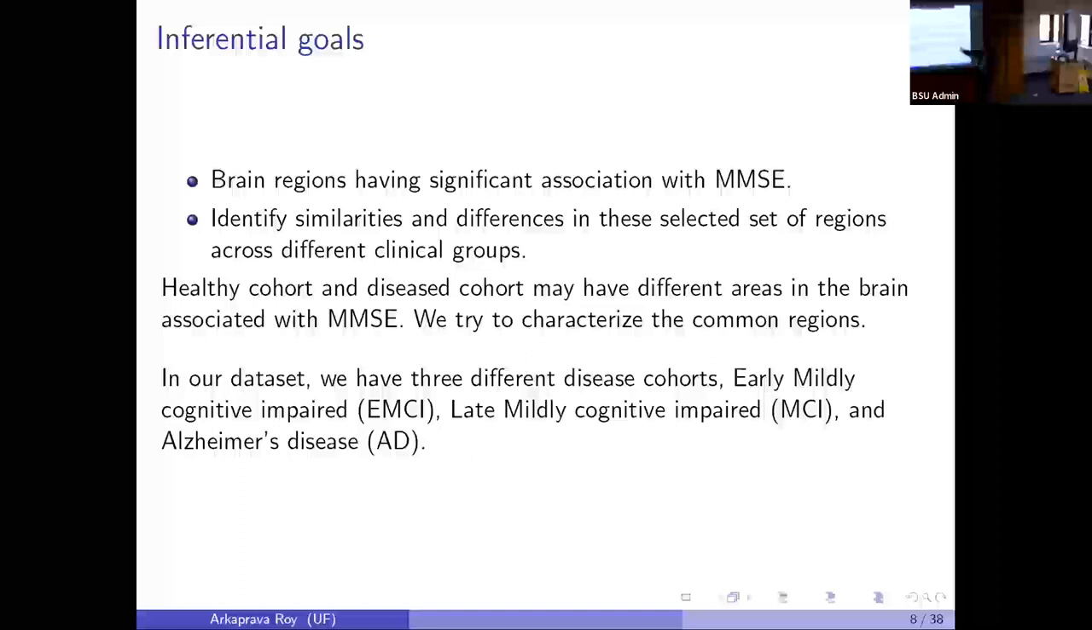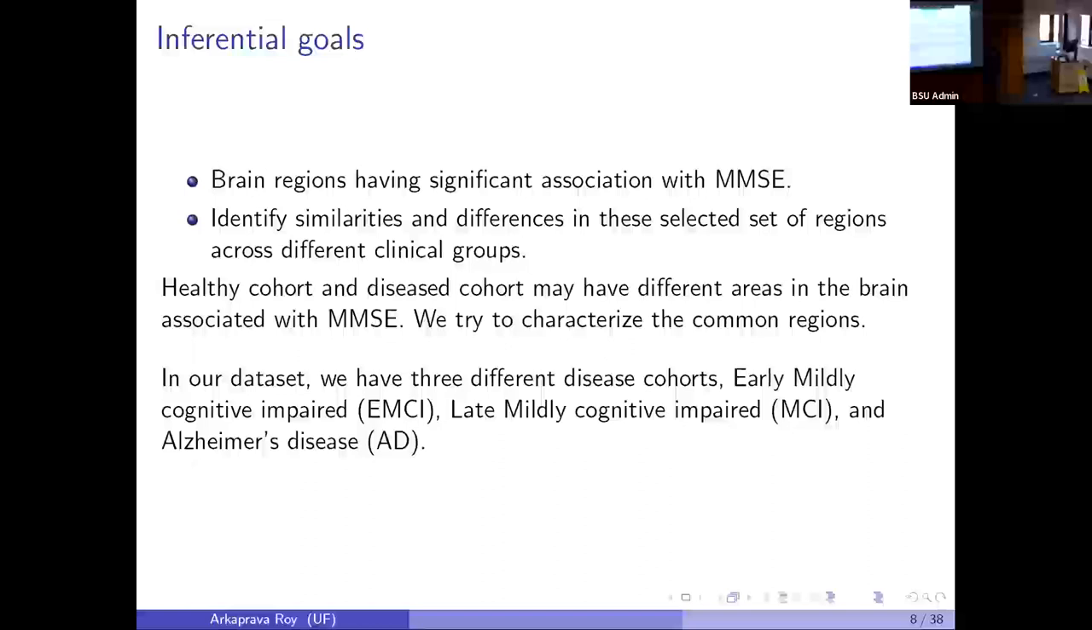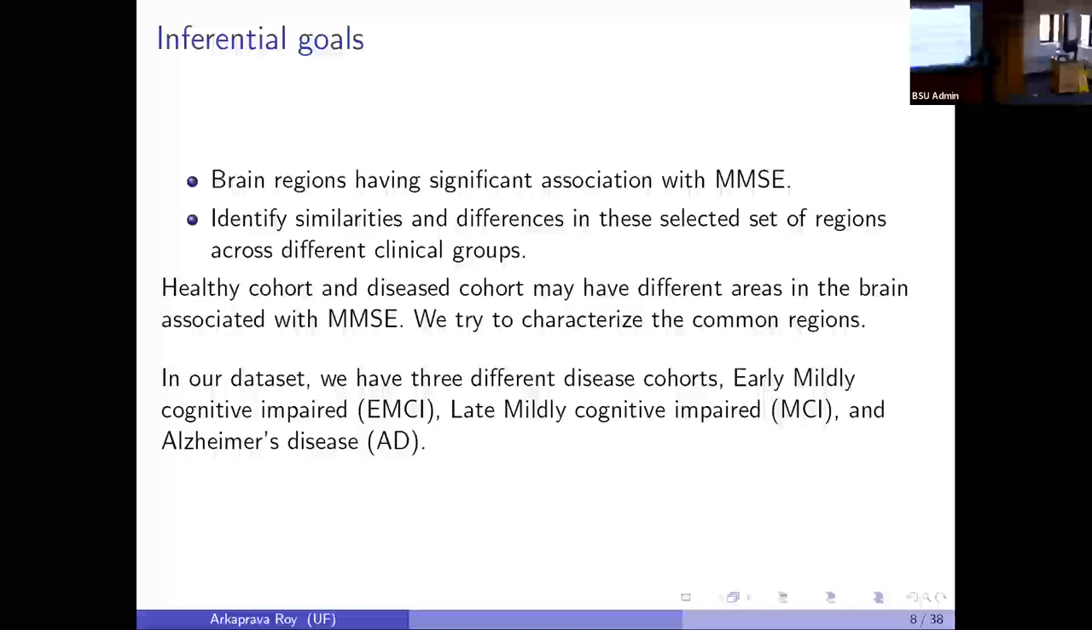So it starts from healthy. From healthy, it is early MCI, then late MCI, then AD. So EMCI, LMCI, and AD, these three are our three clinical groups. And the idea is also to identify the similarities and the differences between these three groups, how similar they are in their impact on the MMSE.